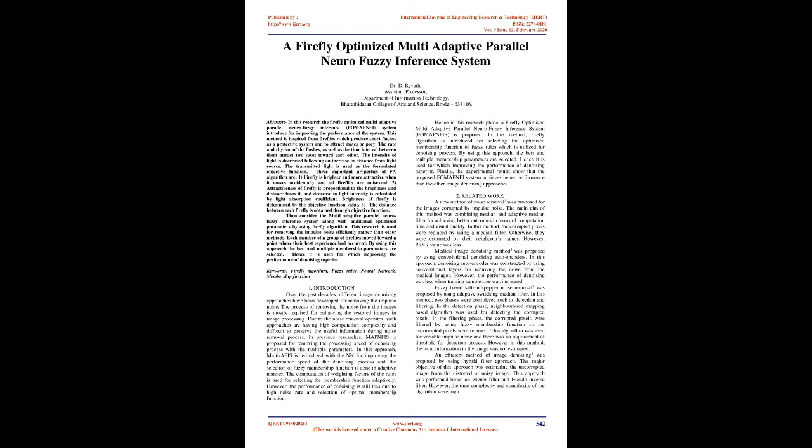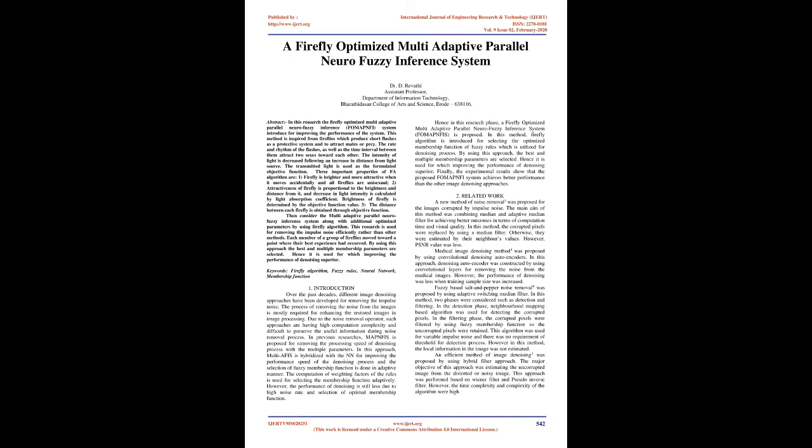Three important properties of the FOMAPNFI algorithm are: 1. A firefly is brighter and more attractive when it moves accidentally, and all fireflies are unisexual. 2. The attractiveness of a firefly is proportional to its brightness and distance from it, and the decrease in light intensity is calculated by the light absorption coefficient. The brightness of a firefly is determined by the objective function value. 3. The distance between each firefly is obtained through the objective function.